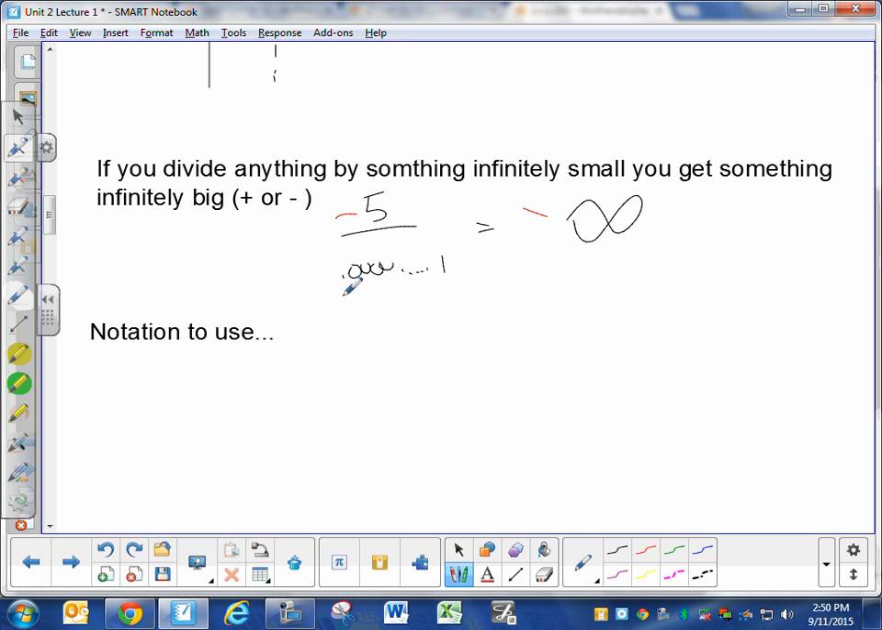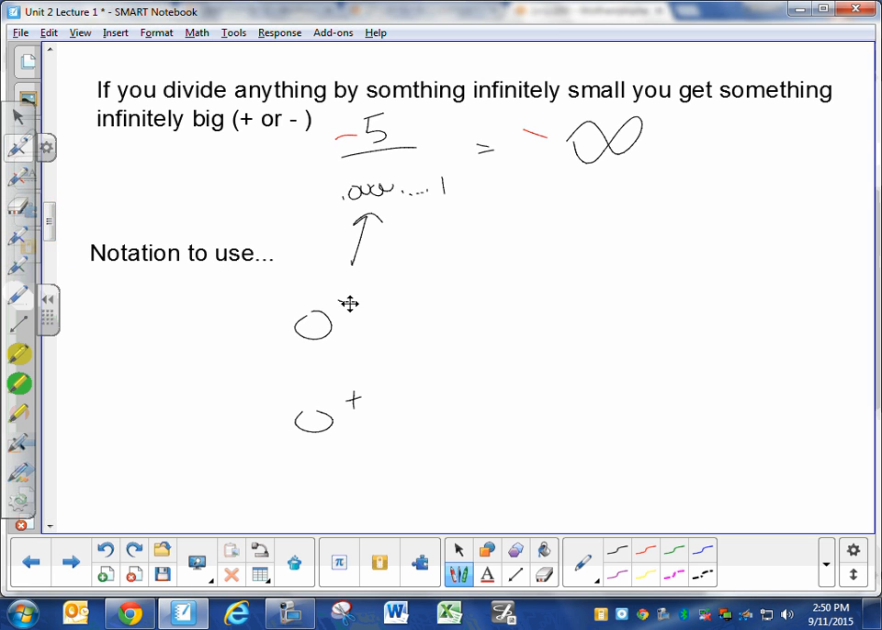What we're going to do is use notation for these infinitely small values. I'm going to use a 0 with a negative sign above it and a 0 with a positive sign above it, kind of like our one-sided limits. This is like 0 from the left. This is essentially like a negative infinitely small value.